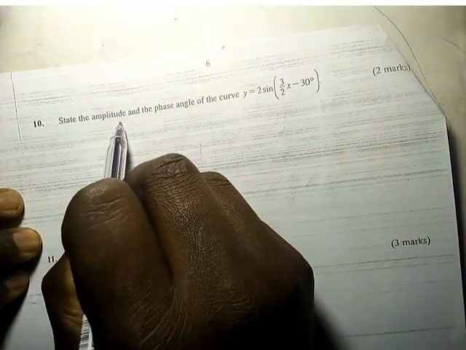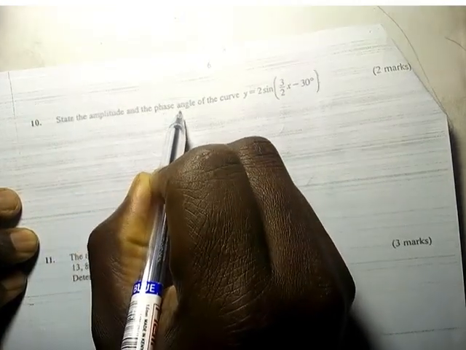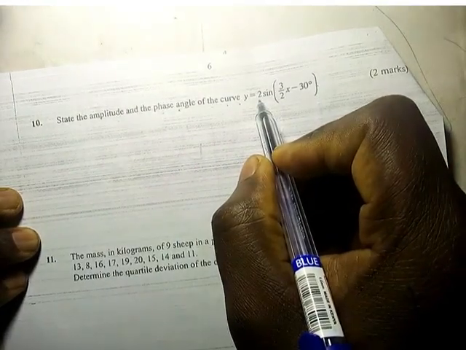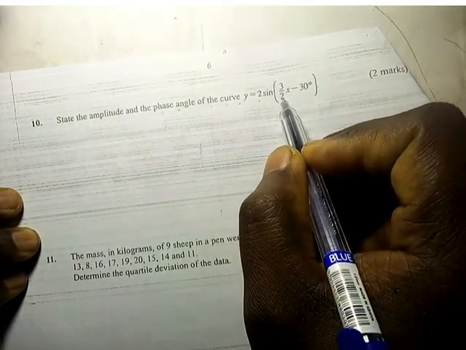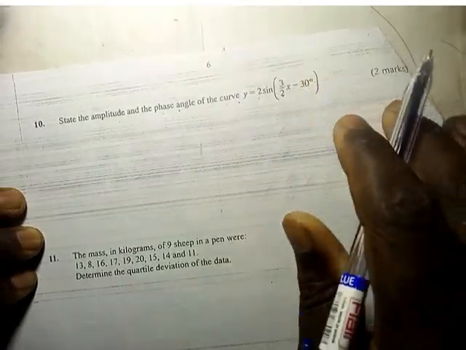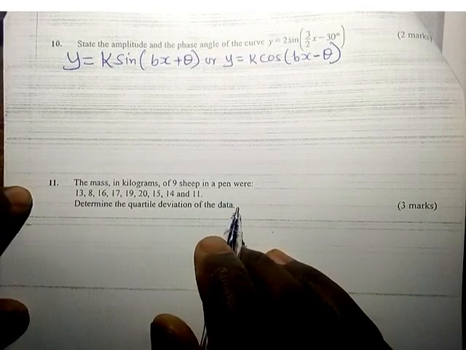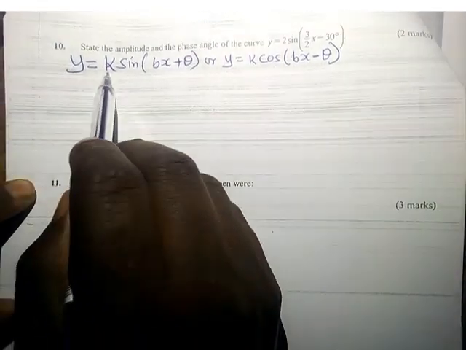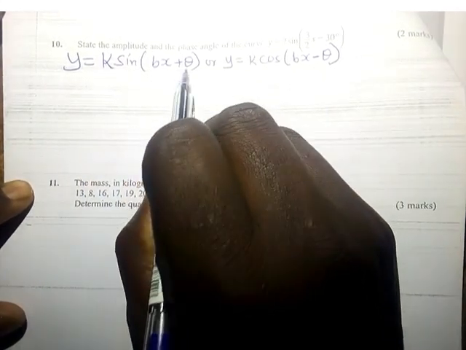State the amplitude and the phase angle of the curve y is equal to 2 sine into 3 over 2x minus 30. So kwanza na, so if this one is our equation, y is equal to k sine bx plus theta, or y equal to k cos bx minus theta.